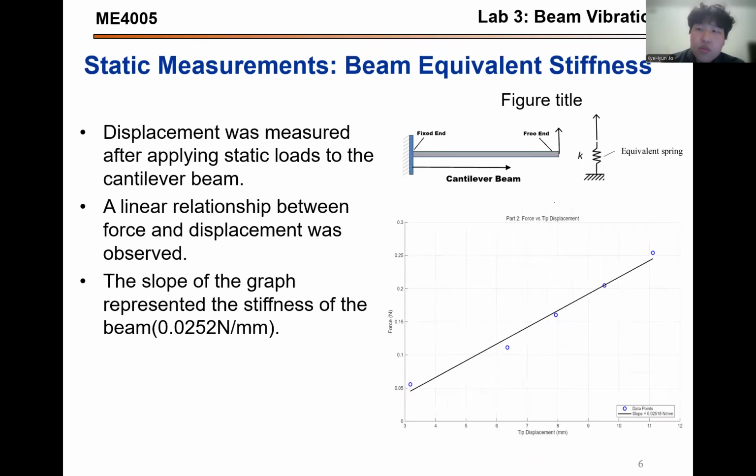And to make sure that the beam is working with Hooke's law, we also measured the beam's equivalent stiffness. The displacement was measured after applying static loads to the cantilever beam. A linear relationship between force and displacement was observed as well, as you can see on the graph. The slope also represents the stiffness of the beam, which is 0.0252 Newtons per millimeter. And the linear behavior also proves that the cantilever beam works with Hooke's law.